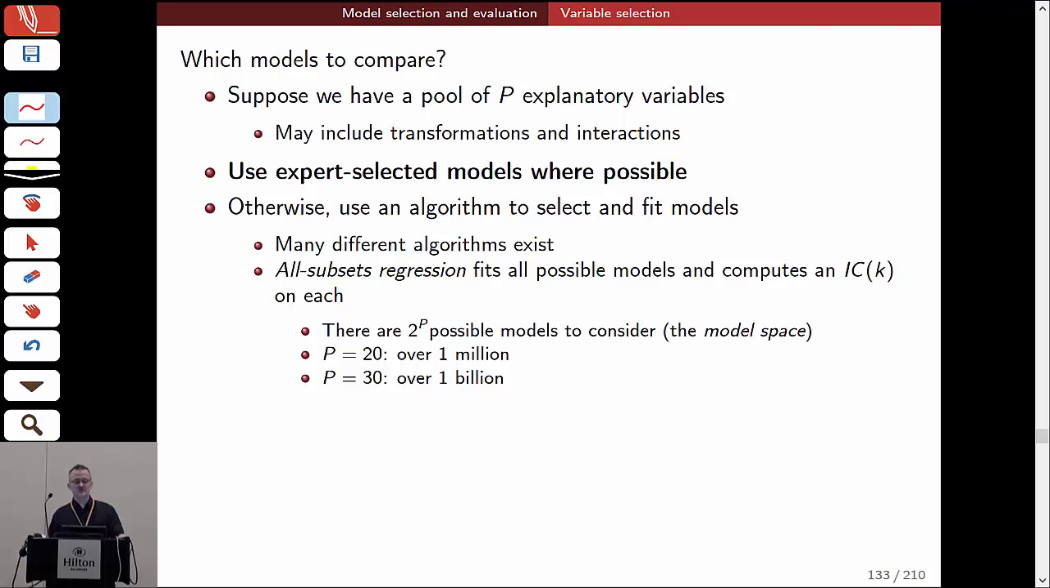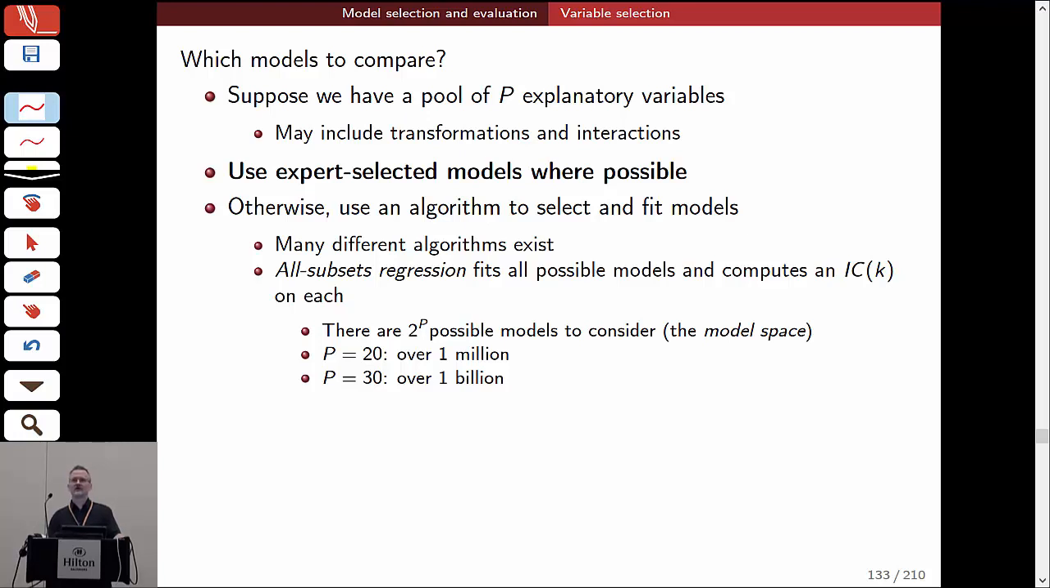The question, though, is which models should you compare? Suppose we have a pool of capital P explanatory variables. I don't know what these variables are, and I don't care. They might include transformations if you were interested in transformations. They might include interactions if you wanted to have interactions in there. So there's just this pool of variables that you have to choose from, this capital P. Pretty much everybody will tell you that you should use expert-selected models where possible. Somebody who knows something about the problem should tell you what models ought to be interesting.